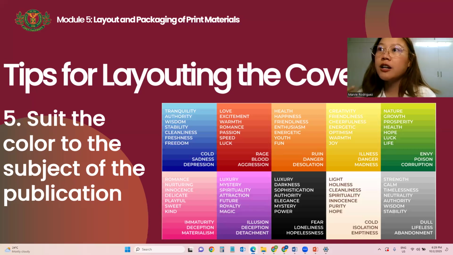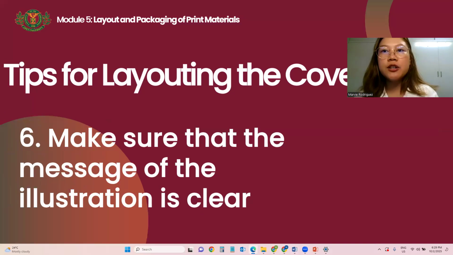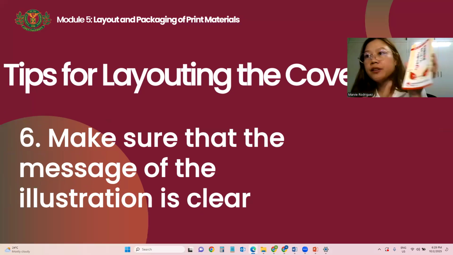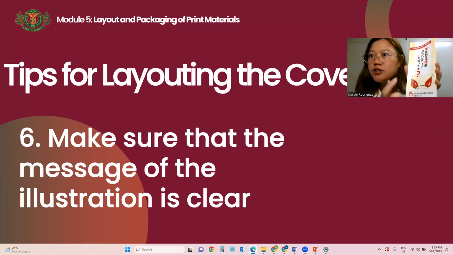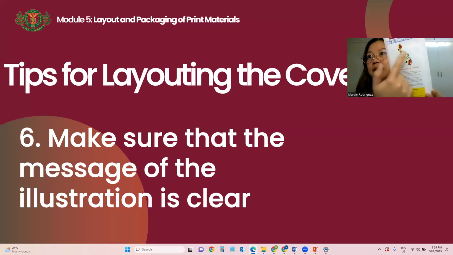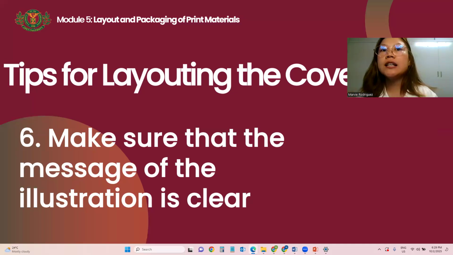or agriculture leaflets. Next tip is you have to make sure that the message of the illustration is clear. That means you should not make the reader guess what the illustration on your cover is all about, and you should choose relevant imagery. For example, if this is blood donation, it has blood, droplets, Filipino traditions, and the Philippine map. So they're very clear pictures or illustrations.